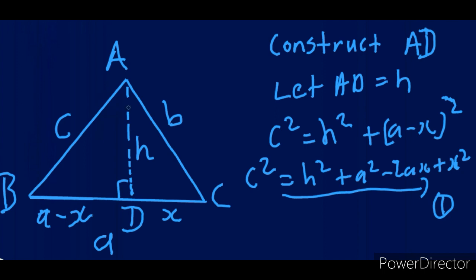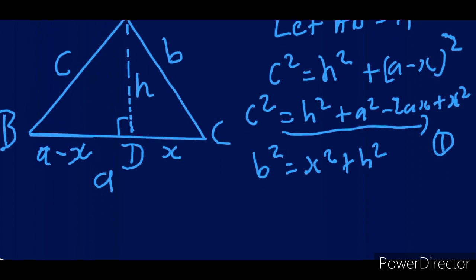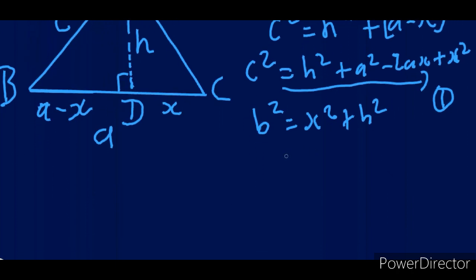We get the second equation by using this triangle, this time triangle ADC. We end up having b squared equals this side, which is x squared, and this side, which is h squared. We have to make h squared the subject of the formula because we want to get rid of it at the end. You'll see exactly what I mean. So if we take x squared to the other side of the equation, we end up with h squared equals b squared minus x squared. This is going to be our second equation.